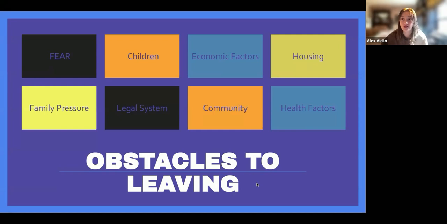Economic factors. If one of the partners is relying on the other for basic needs or insurance, for example, it could be really hard to leave that relationship. Housing is another big one, especially because not all domestic violence shelters would accept someone from a queer relationship. Or, for example, some domestic violence shelters are only open to women. So that could pose a problem.